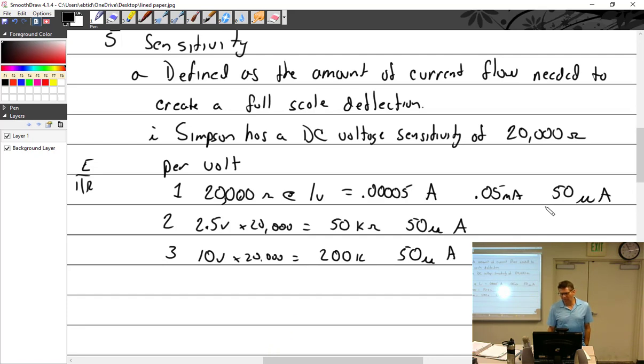Yeah, but how do we end up with 50 microamps every time? Is that a problem? Why do I want that? Because that's the full scale deflection. So what's inside of the meter?